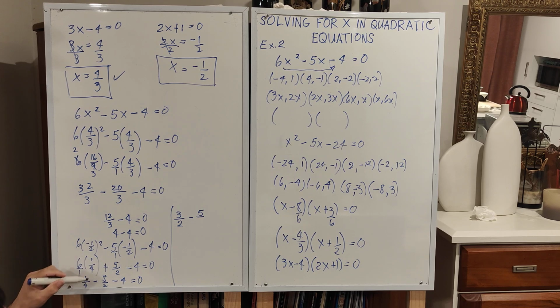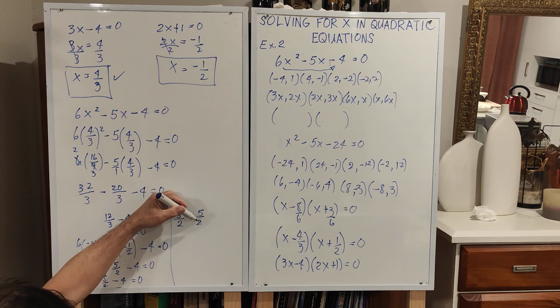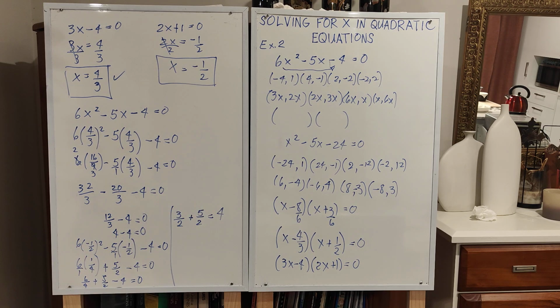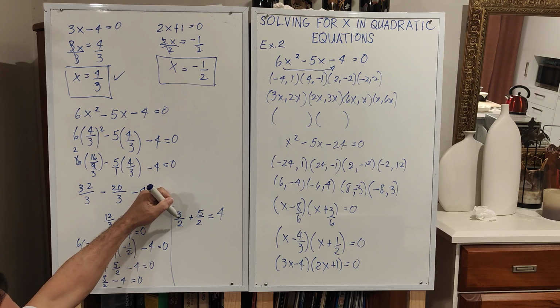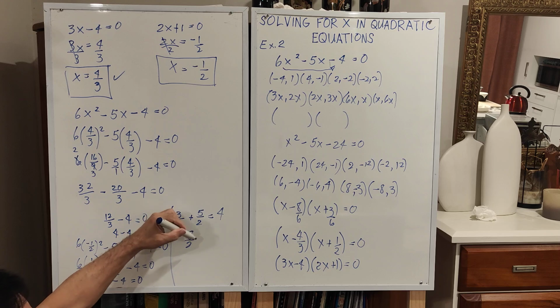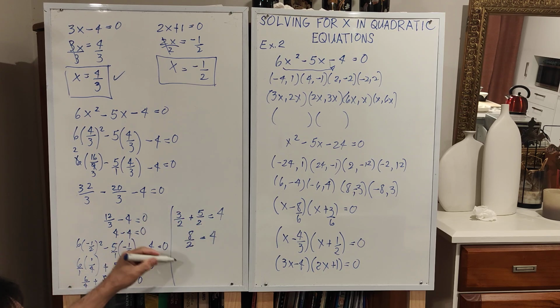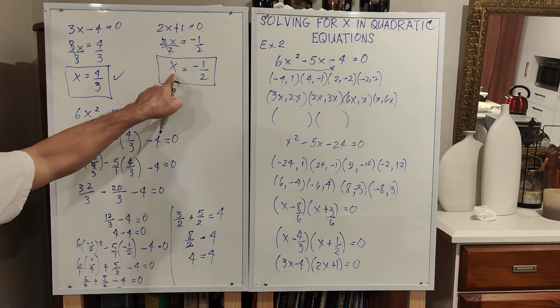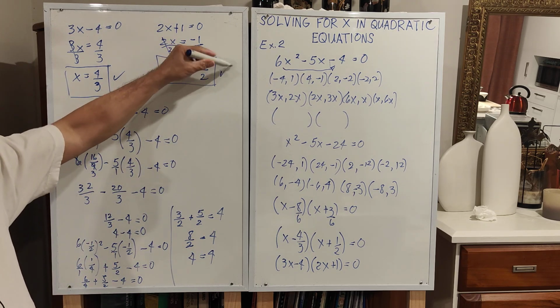This becomes positive, so this becomes positive 5 over 2 minus 4 is equal to 0. So 3 over 2 plus 5 over 2 is 8 over 2 is equal to 4. 8 divided by 2 is 4, is equal to 4. So the second answer is correct.